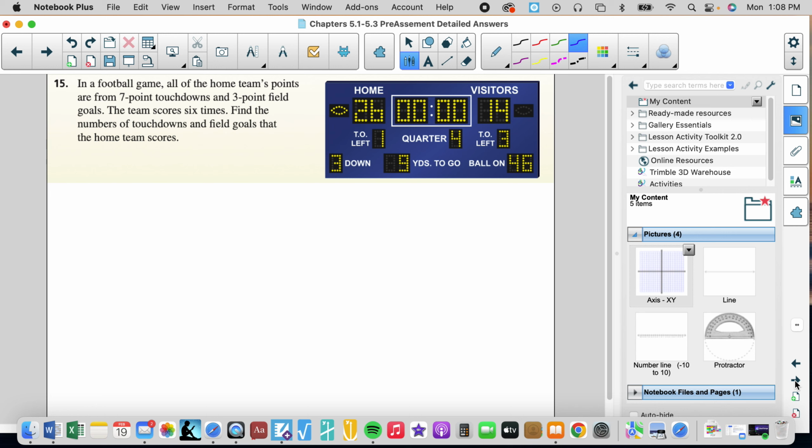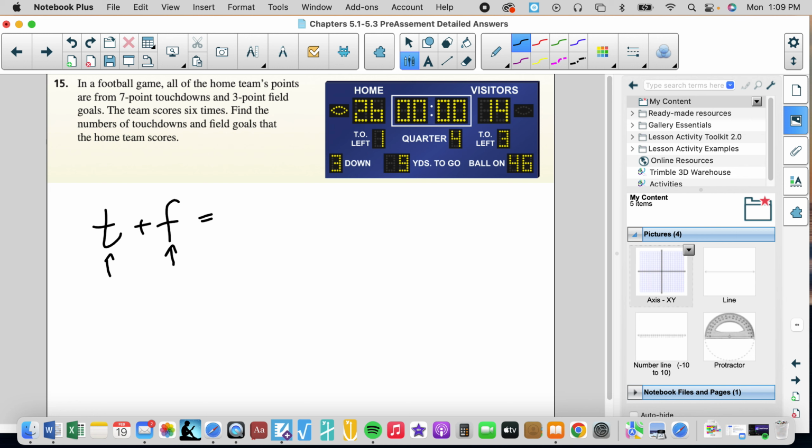Last one, 108 on a Monday, President's Day. In a football game, all the home team's points are from 7-point touchdowns and 3-point field goals. The team scores 6 times. Find the number of touchdowns and field goals that the home team scores. So hopefully you see this. So touchdowns plus field goals. These are the number of touchdowns and the number of field goals.